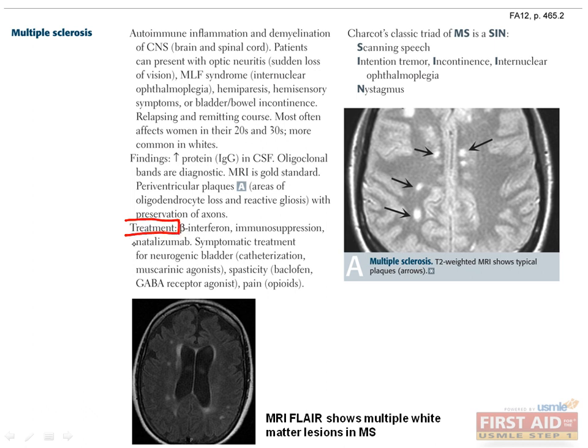Treatment for acute relapses is corticosteroids. To prevent exacerbations, many patients use beta-interferon therapy or natalizumab. Symptomatic treatment is available for the many sequelae of demyelination.